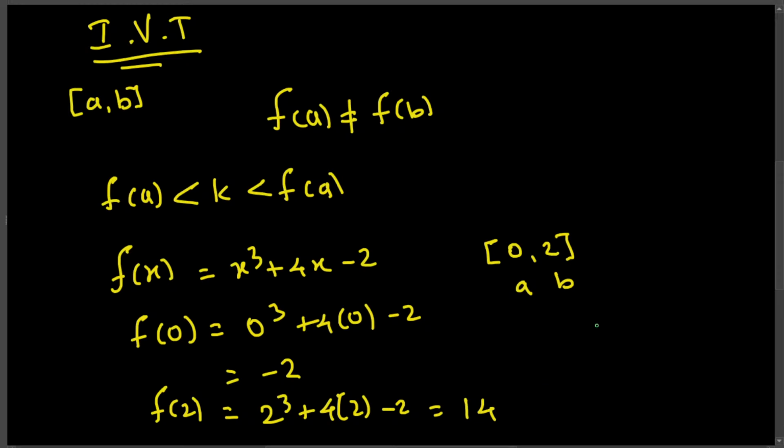So from that we know that the first one is negative 2. I'll write in a different color. So we have a value k that exists in between negative 2 and positive 14. So there's a value k that exists in between negative 2 and 14. Now we can actually prove this by drawing a graph.